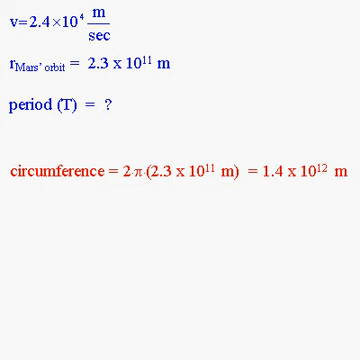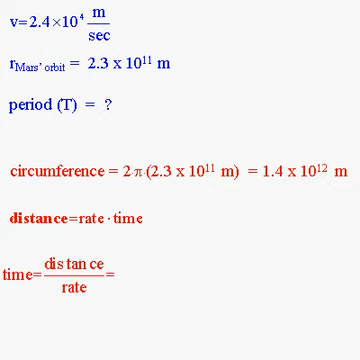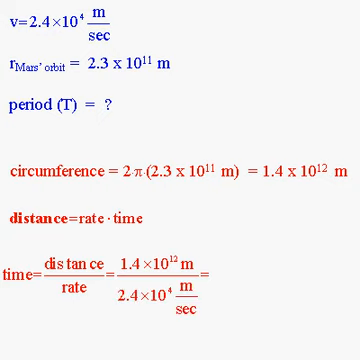Now to determine the time, we'll just go back to our old friend, distance equals rate times time. But this time we're looking for time, so let's divide both sides by rate. So the time is the distance divided by rate. We know the distance, we just calculated it, 1.4 times 10 to the 12 meters. We also know the rate, that's the speed, 2.4 times 10 to the 4 meters per second. Meters cancel, and the second that's in the bottom of the fraction comes up to the top, and we find out that the time is 5.8 times 10 to the 7th seconds. That turns into 1.8 years. So it takes Mars almost twice as long as it takes the Earth to make one trip around the Sun.